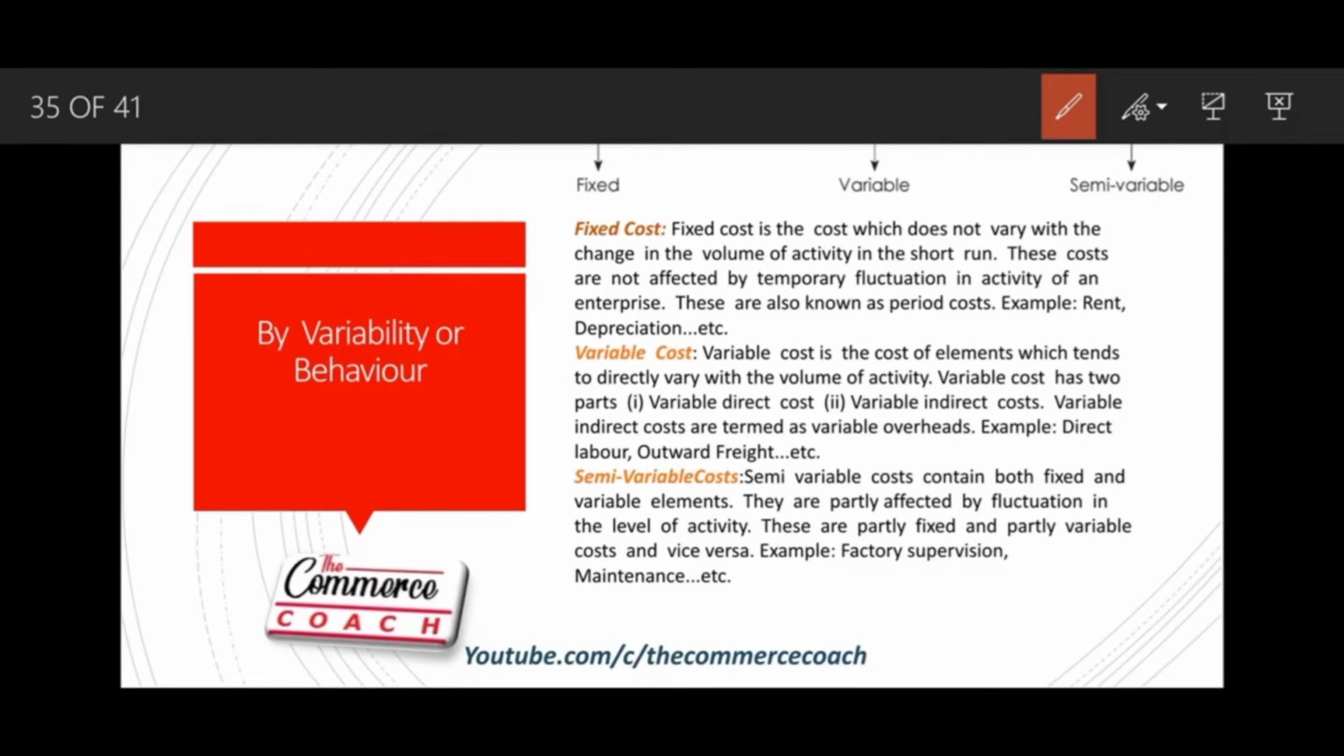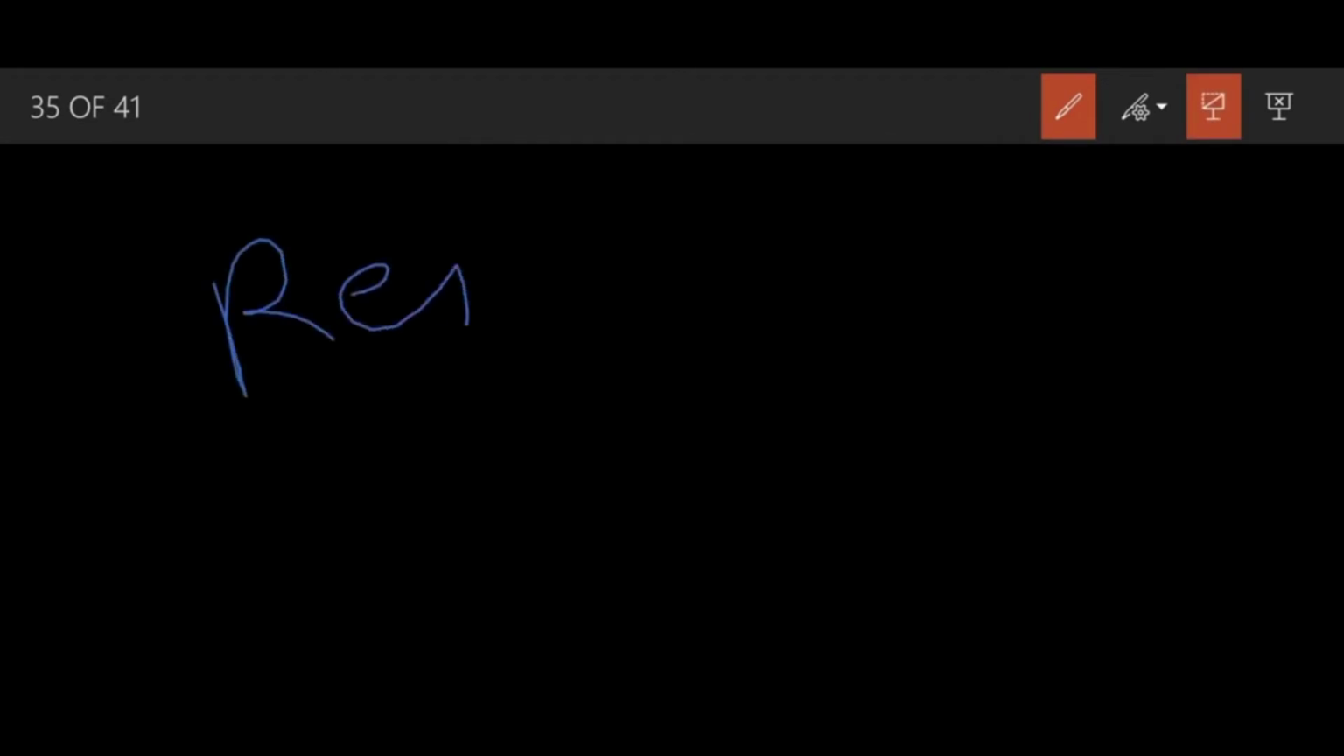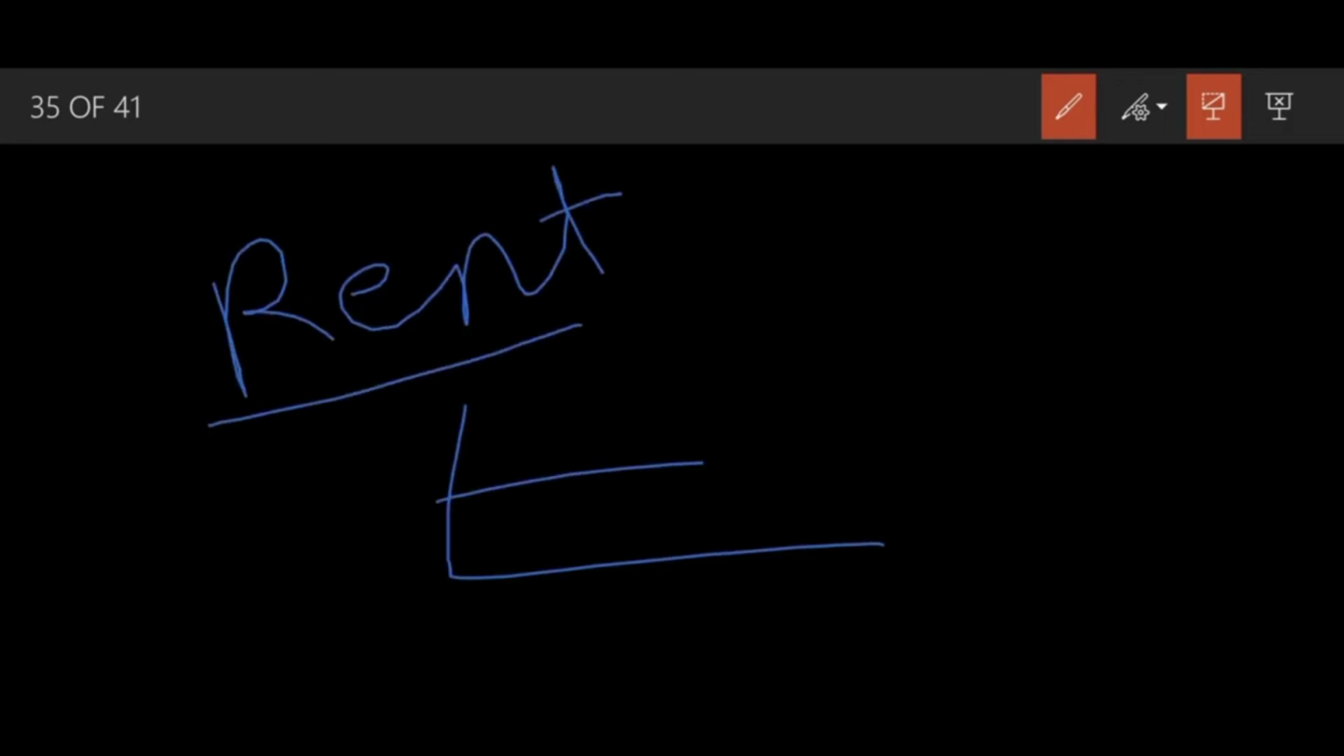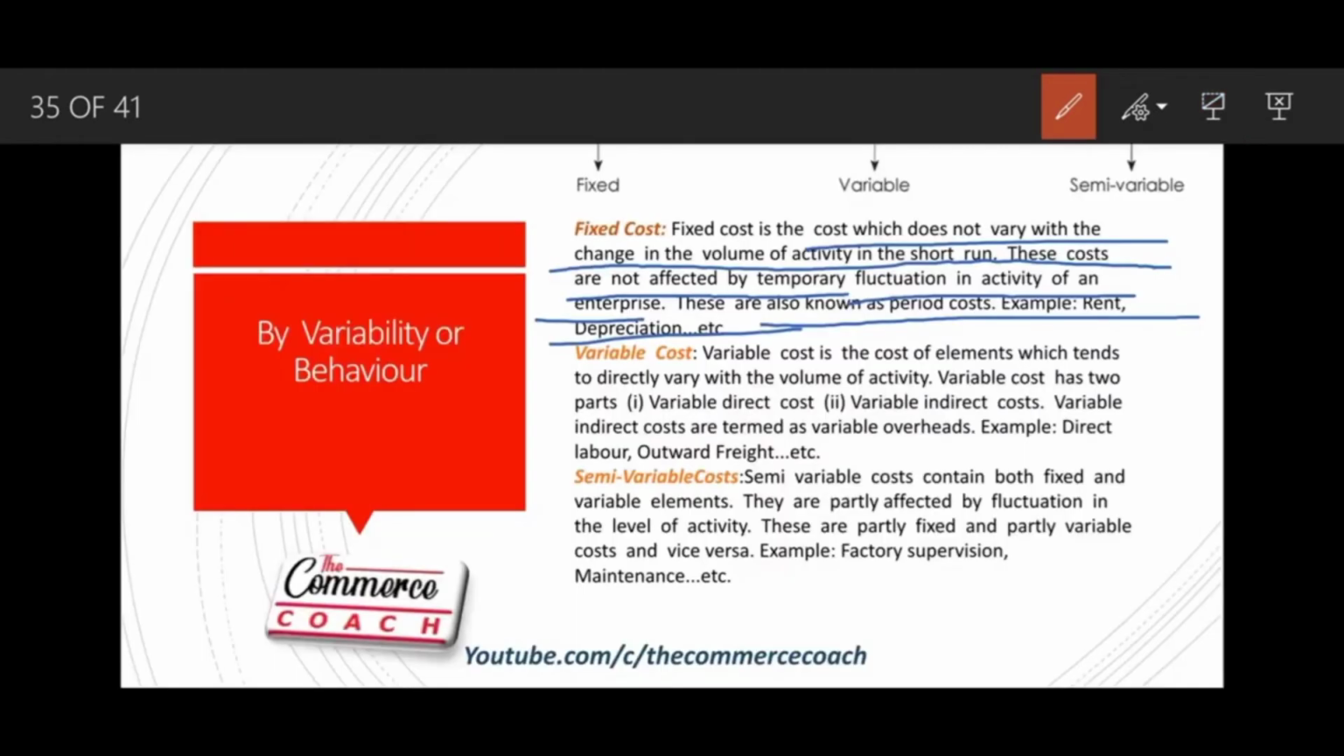Now let us also read: fixed cost is the cost which does not vary with the change in the volume of activity in the short run. These costs are not affected by temporary fluctuation in activity of an enterprise. These are also known as period cost, for example rent, depreciation, etc. As you know, we have to pay rent for the godown whether we produce any unit or not. Even if it is 0, we will be paying the rent to the landlord.